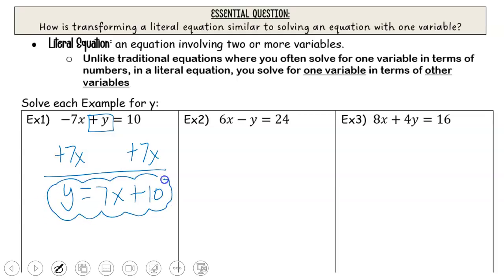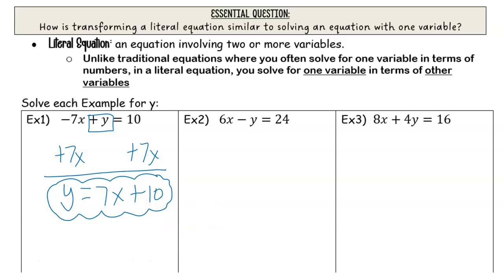Y has been isolated. So again, the difference, I'm not saying y equals a number like 8. I am saying y equals this expression. So I am getting y all by itself, and I'm just moving the other terms to the other side.